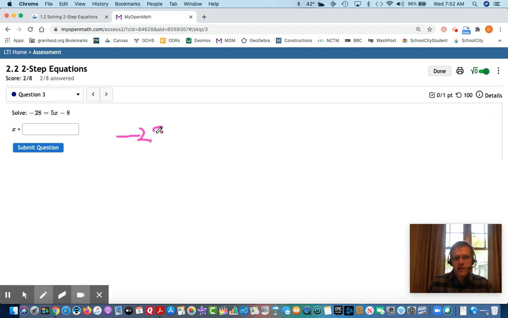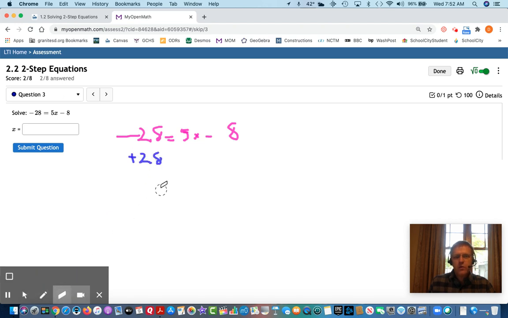Minus 28 is equal to 5x, that's supposed to be a 5, minus 8. Okay, so what do I choose to do? Well, some people would say add 28 first. I wouldn't, because that's a number all by itself. It's not the one next to the x. These are the ones next to the x. So let's move these guys. Let's do plus 8.